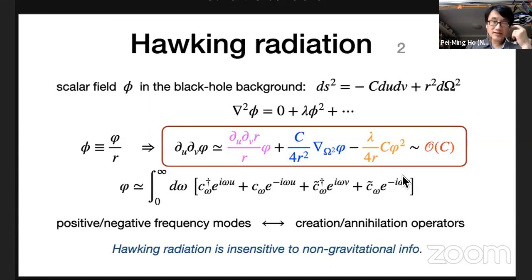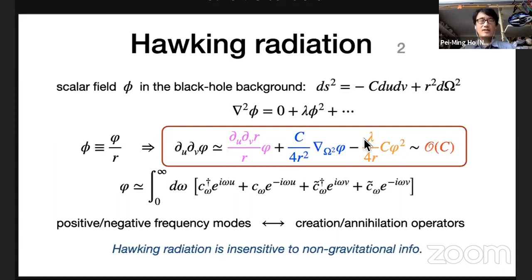Now, this calculation is essentially done by assuming you have a free scalar field. But actually, you can introduce an interaction like this. You consider a free massless scalar field. Its equation of motion is like this. If you introduce interaction, you would have these extra terms. But when you go to the region close to the horizon, you will see that because the conformal factor C is very small, the interaction term is actually almost completely irrelevant.